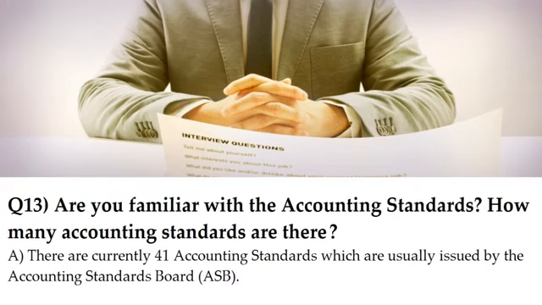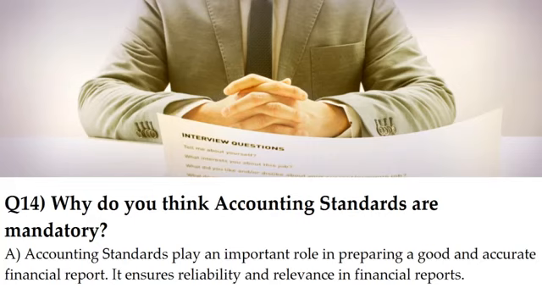13th question is, are you familiar with the accounting standards? How many accounting standards are there? The answer is, there are currently 41 accounting standards which are usually used by the Accounting Standards Board. 14th question is, why do you think accounting standards are mandatory? The answer is, accounting standards play an important role in preparing a good and accurate financial report. It ensures reliability and relevance in financial reports.